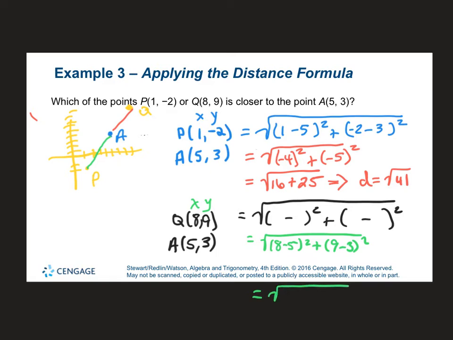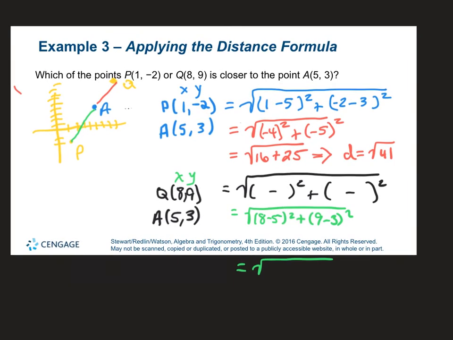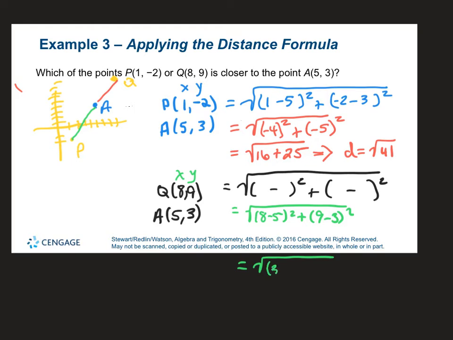Well, what's 8 minus 5? 3. So 3 squared. Plus, what's 9 minus 3? 6 squared. So 3 squared is 9 plus 36 gives me what? What's 9 plus 36? 45.